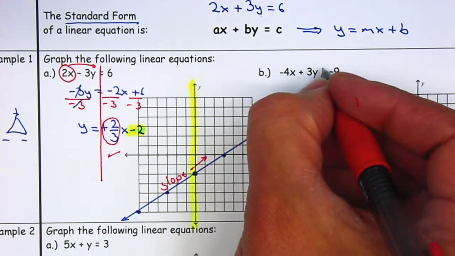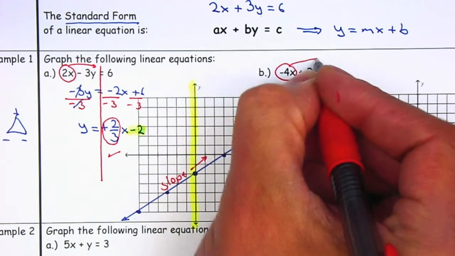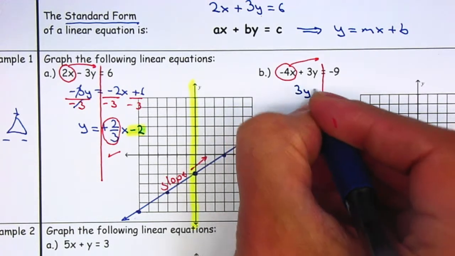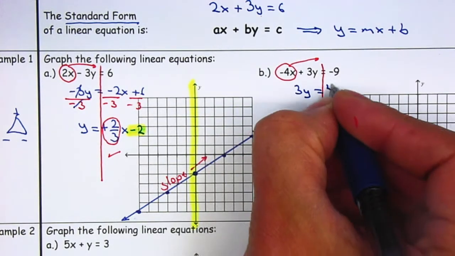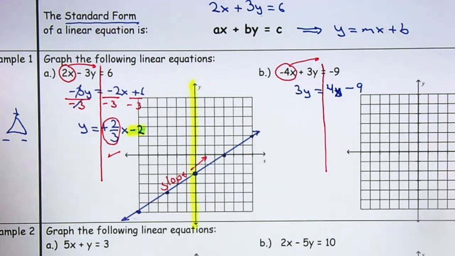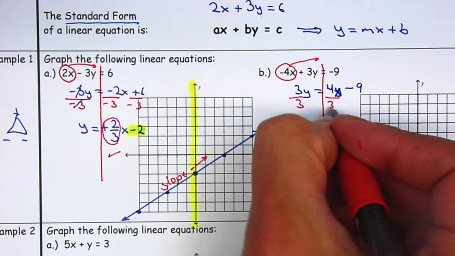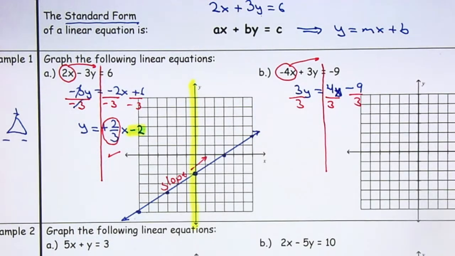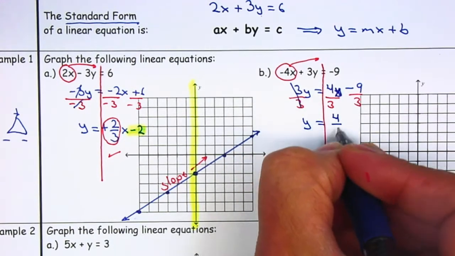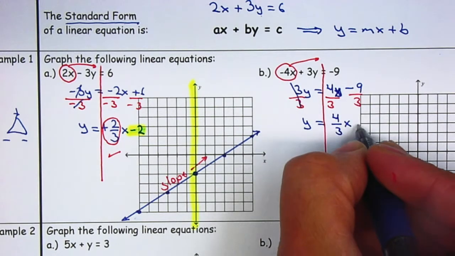Let's go and do the same thing for letter B. I'm going to move my 4x to the right. That's going to become a positive. 3y is equal to, it was a negative, becomes a positive 4x minus 9. Now I'm going to divide by 3, divide by 3, divide by 3. The 3's cancel. So we have y is equal to 4 over 3x positive. Negative divided by positive is going to be negative 3.